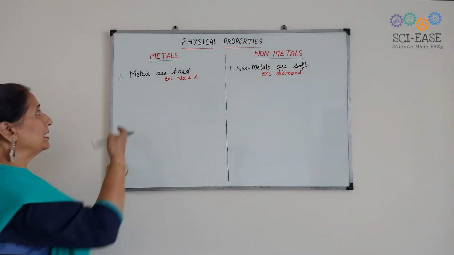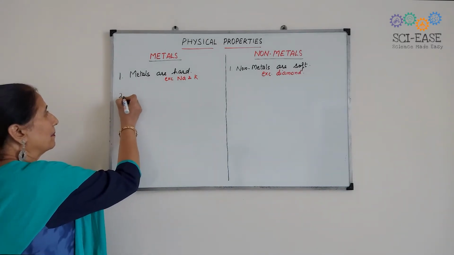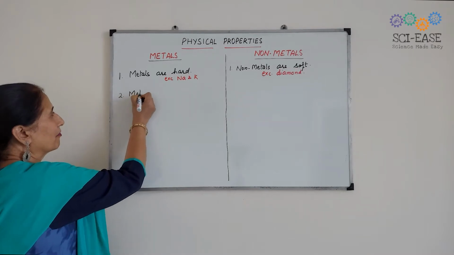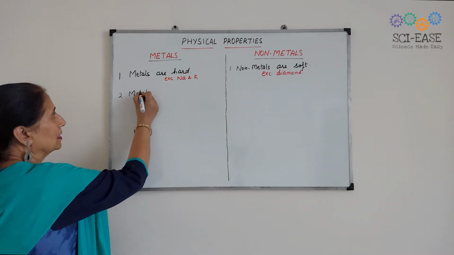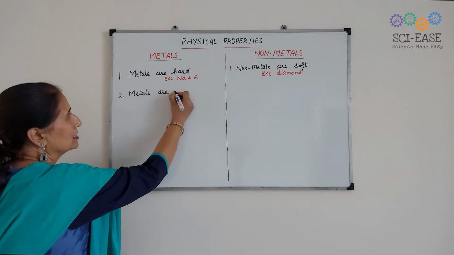Second property, that is, metals are lustrous.